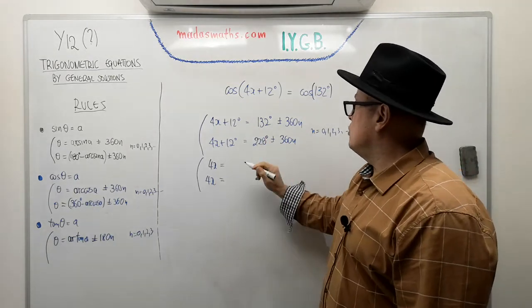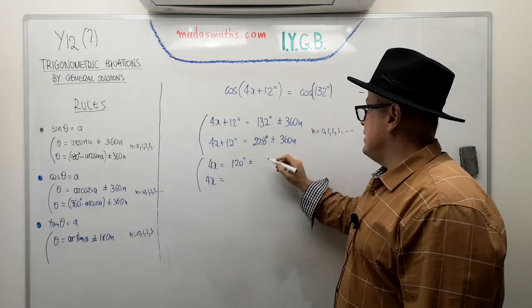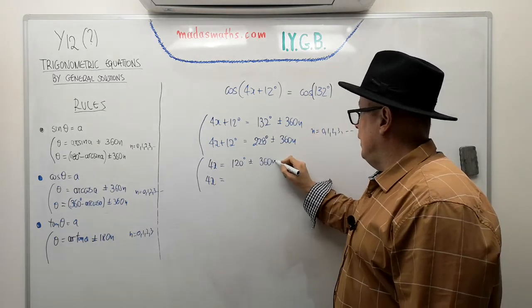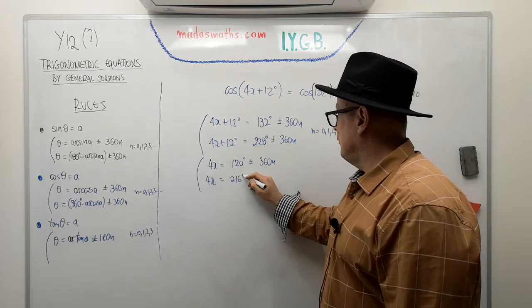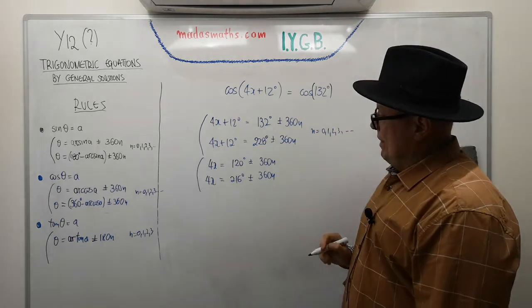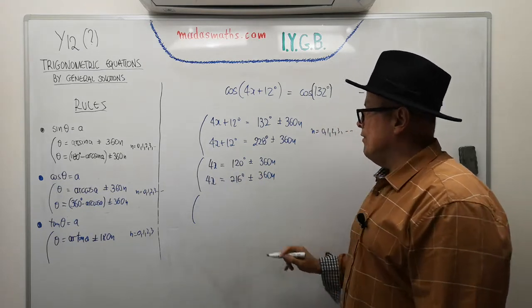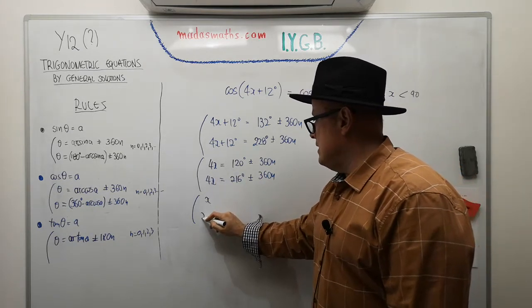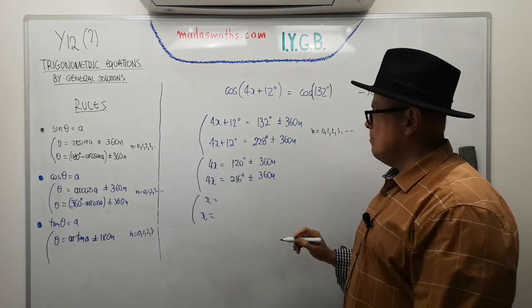So taking away 12 from 132, nice number, 120. This of course does not change. And 228 take away 12, 216. Not so nice, but it's not too bad. And then of course we need to divide the whole set by 4. x and x, equal and equal. Divide this equation by 4.